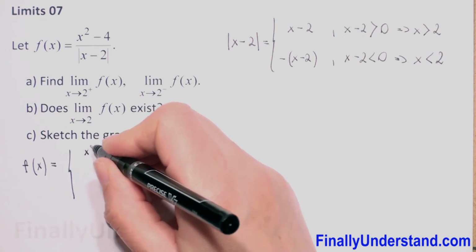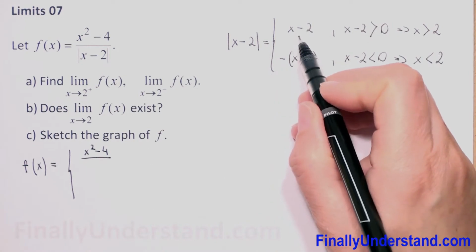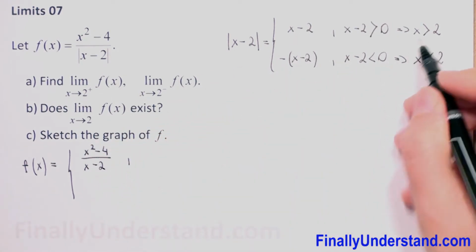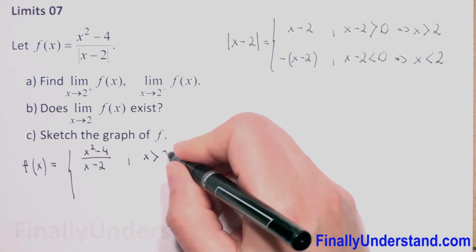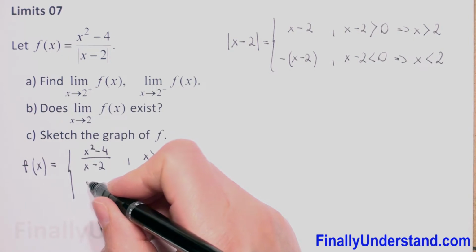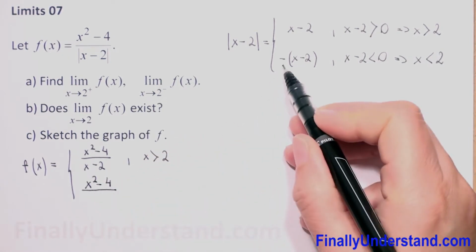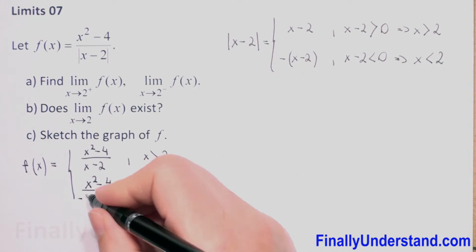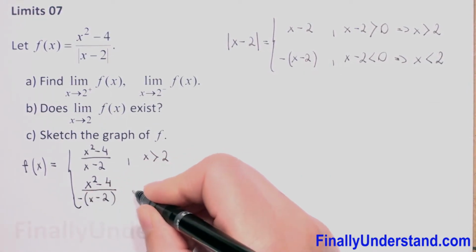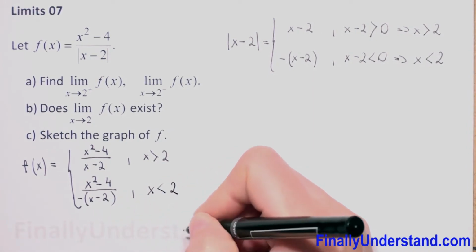The first will be x squared minus 4 over x minus 2 when x is greater than 2, and the second case will be x squared minus 4 over negative x minus 2, and this part is for x less than 2.